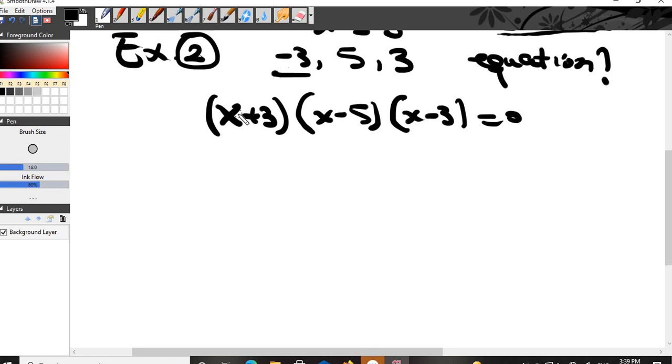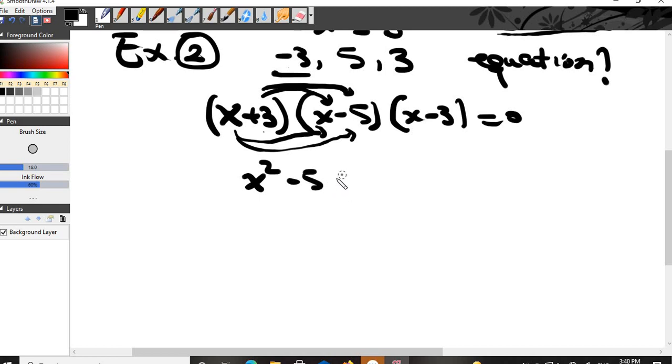So the factor is 0 when x is minus 3, which is true, and it is 0 when x is 5, and this one is 0 when x is 3. Now, if we expand this, we must multiply this to this, and then this to that, and then 3 to this, and 3 to the 5. So x times x is x squared, and x times minus 5 is minus 5x, plus 3 times x is plus 3x, and then plus 3 times minus 5 is negative 15.